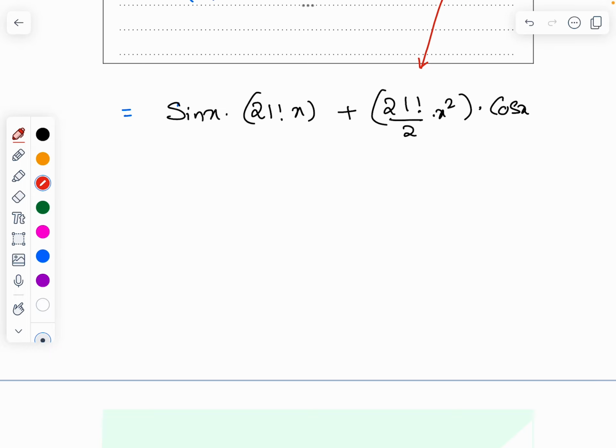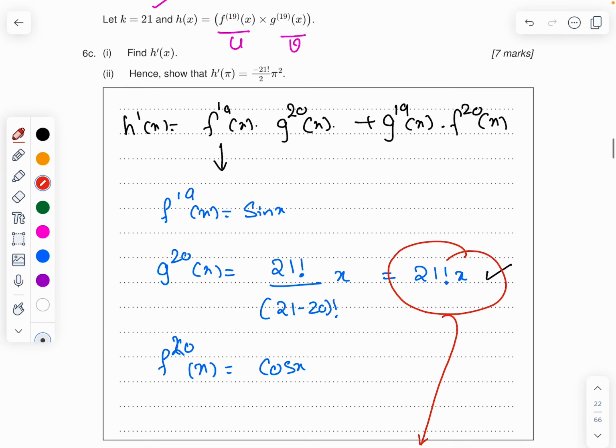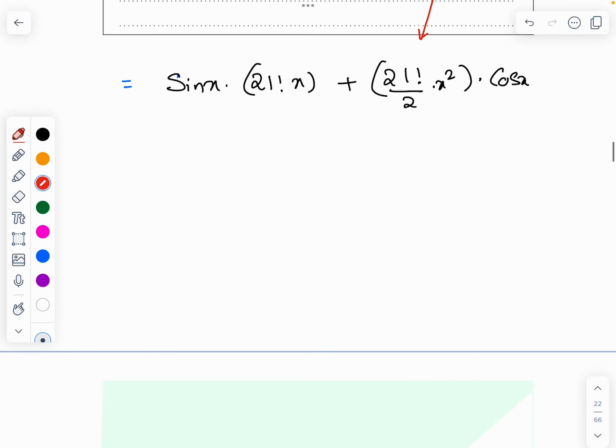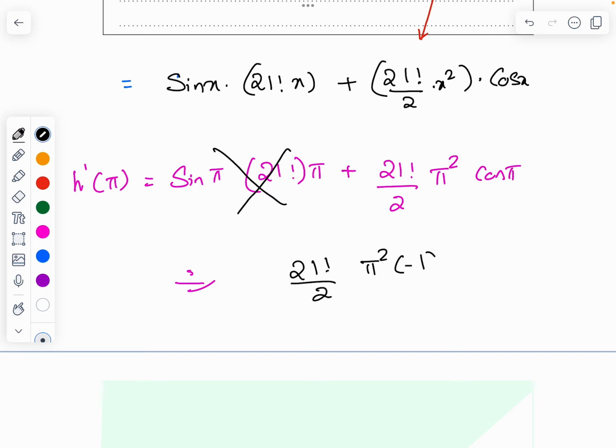So I got that value of h prime x. Now show that h prime of pi is what is asked. So substitute pi in this one. H prime of pi will become sine pi times 21 factorial times pi plus 21 factorial by 2 pi squared cosine pi. This value is 0. So 21 factorial by 2 pi squared times cosine pi, which is negative 1. So it is negative 21 factorial by 2 times pi squared. That's going to be the answer.